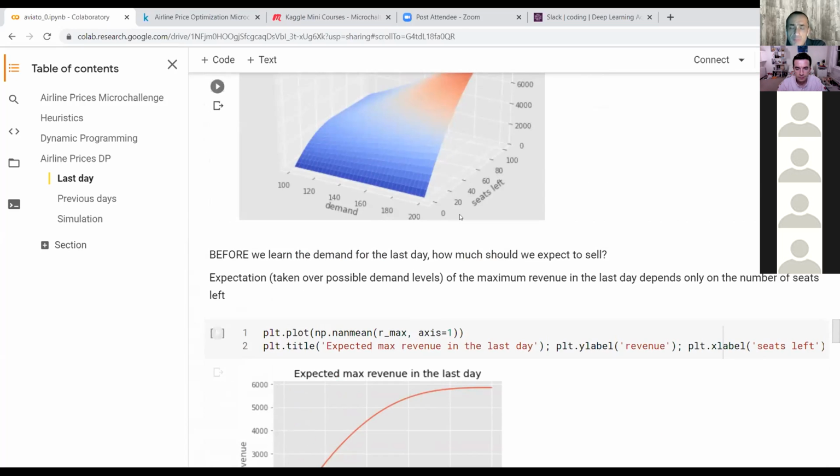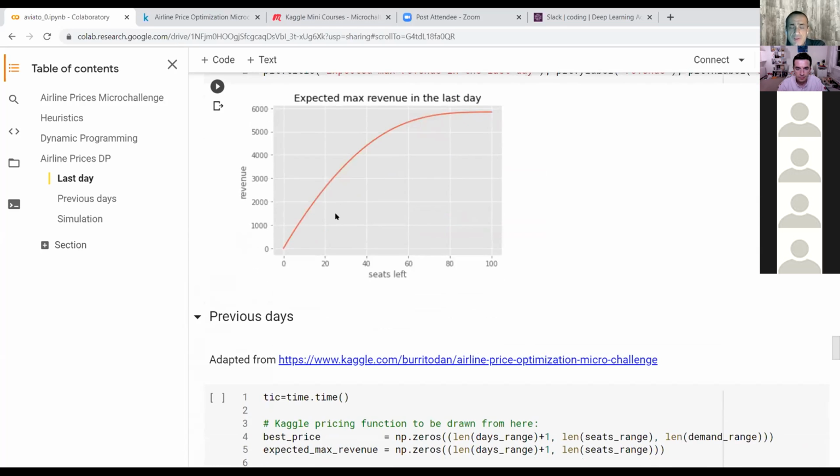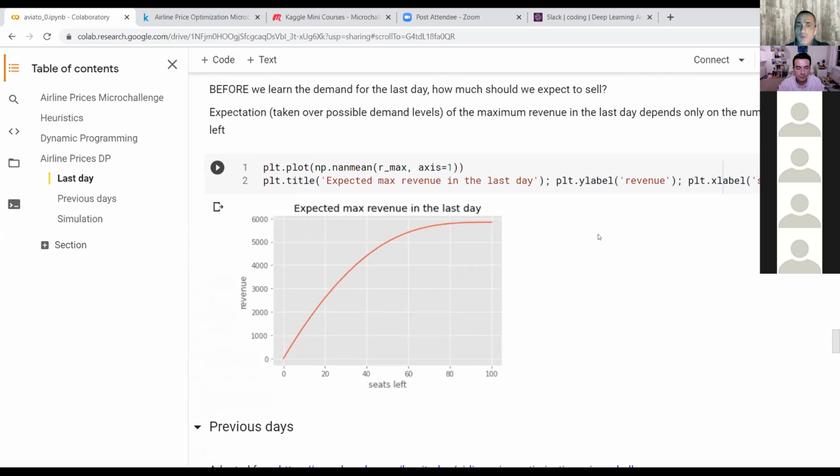So once we have built this foundation, basically all we do is replicate this process, going backwards from the last day of the flight to day zero, when we make the first decision. Basically, we optimize today's revenue plus our expectation of the next day's best revenue, given the amount of seats that we decide to leave for that later stage.